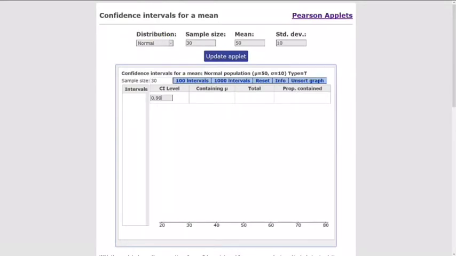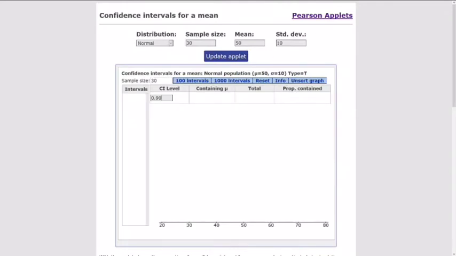If you would like to play around with this applet yourself, remember you can open up MyLabs Plus and then click on Tools for Success and then click on Applets. And this is the confidence intervals for a mean applet. So what I've got here is a population that's normally distributed. The mean of our population is known to be 50, and the standard deviation is known to be 10.